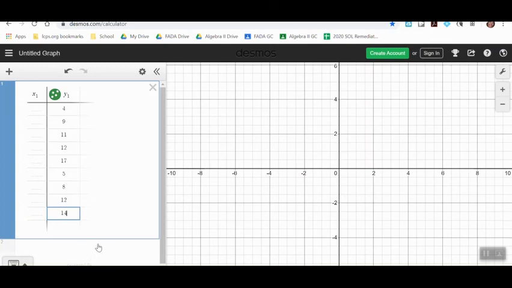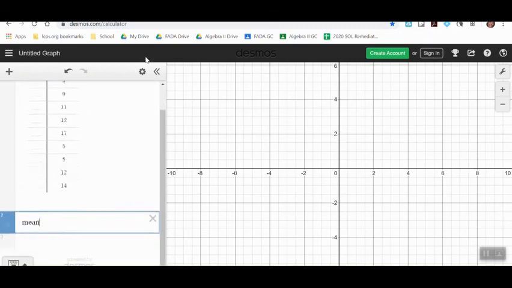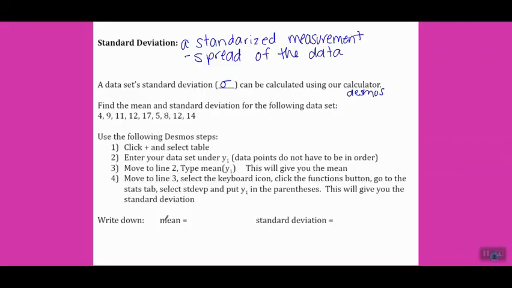Then we're going to move to line 2, and we're going to type mean parentheses Y1. And that tells us that the mean of this data is 10.2 repeated. I'm just going to put 3 of them. 3 decimal places is good.